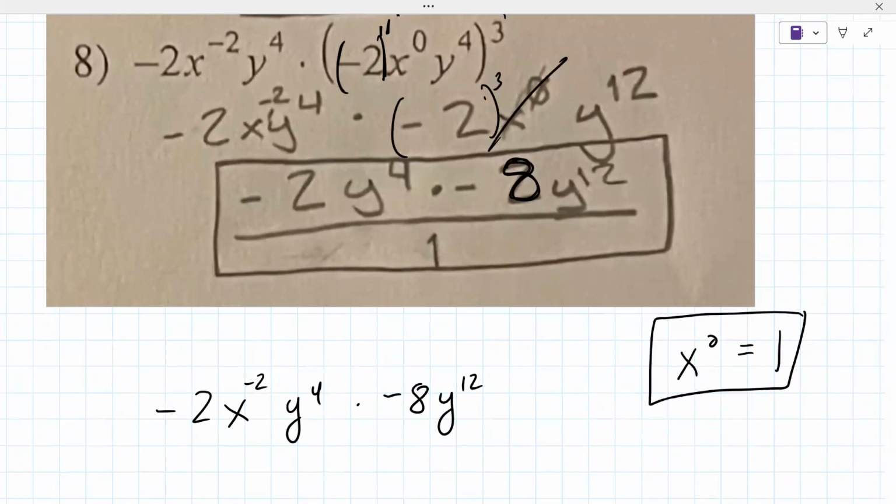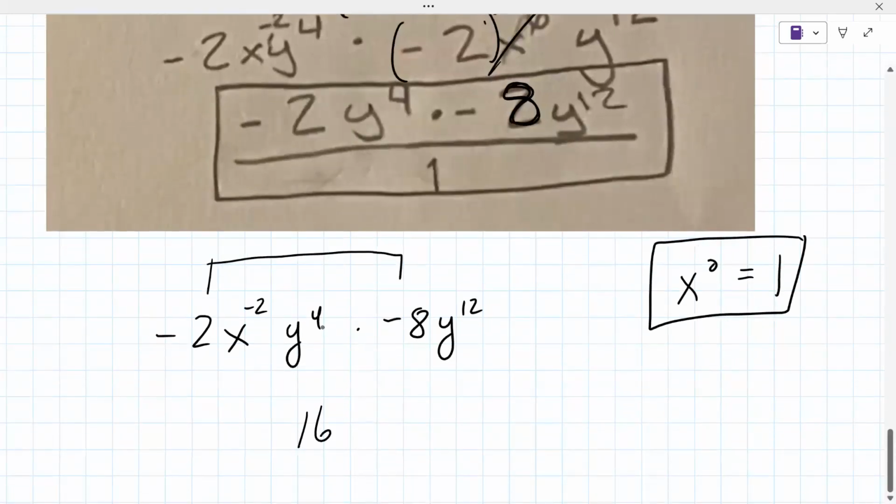Okay. And I don't know, it looks like the x just got dropped or something. I couldn't tell you. But you multiply the whole numbers, 16. Your x is going to now be on the bottom, x squared. And then it's y to the power of 16, because that's 4 plus 12.